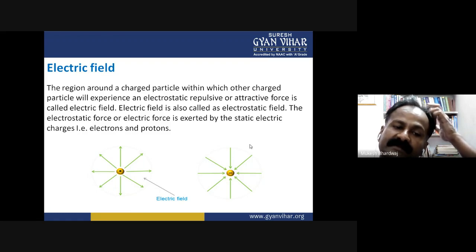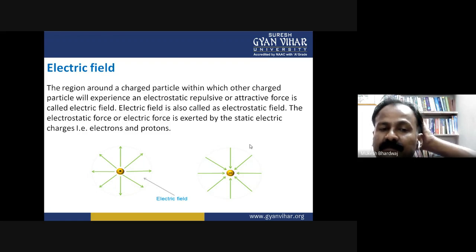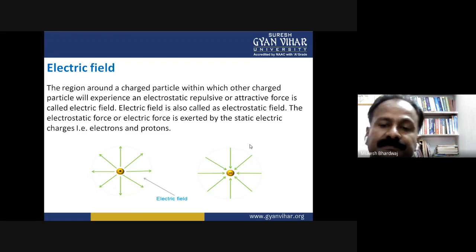Electrostatic forces are extremely large as compared to the gravitational force. The fact that electrostatic forces are much stronger than the gravitational force is clearly revealed from some illustrations which we'll see later on.